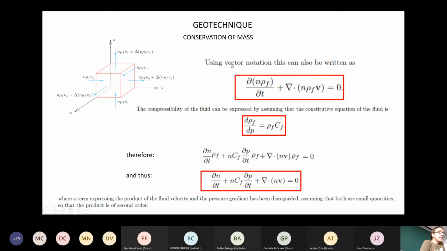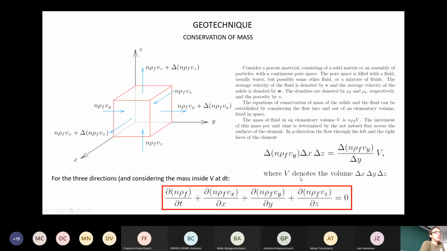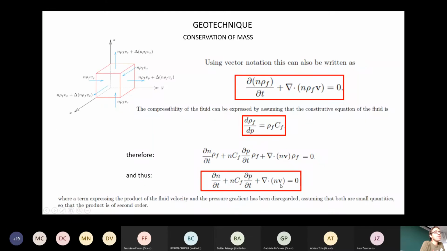And so we can rewrite all of this first in this way. It's not important that you remember this part, but you can see here that if we derive this into different parts, we have delta n over delta t plus n Cf that multiplies the pressure over t, plus this part that is the same that we saw here. So this depends on the volume, on the space, and this part depends on porosity and the time.